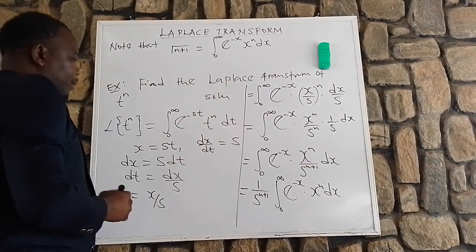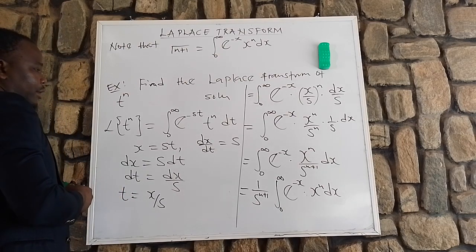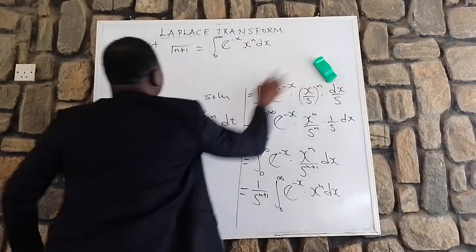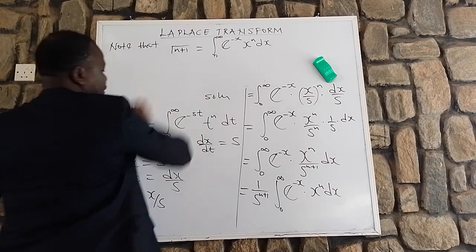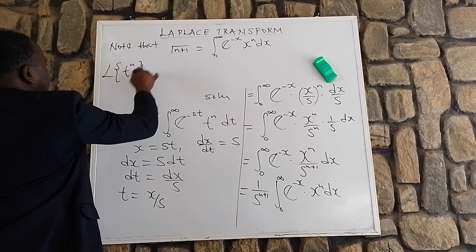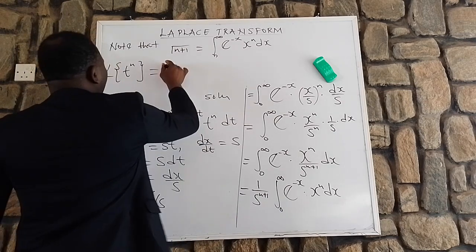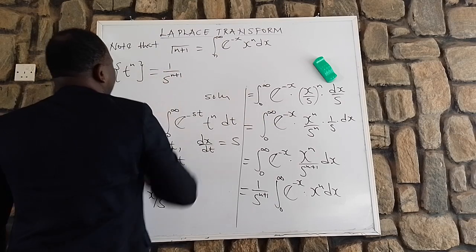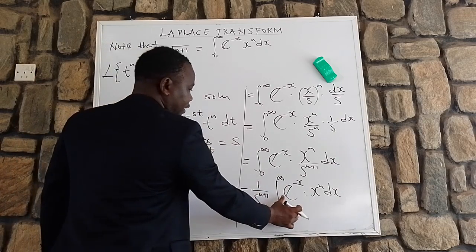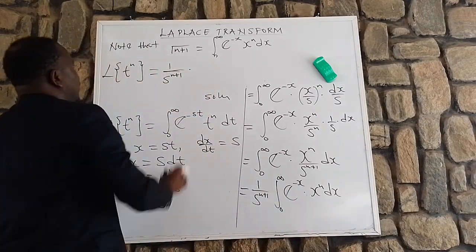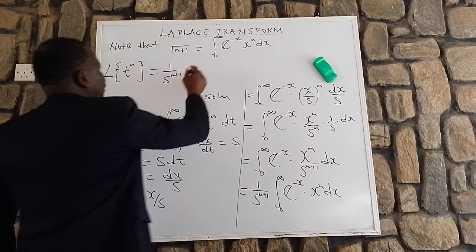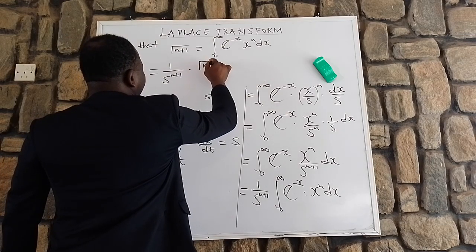Amen? So if you agree with me, this implies that instead of this integral, we are going to write this. So now our Laplace transform of t raised to the power of n is equal to 1 all over s raised to the power of n plus 1 times this integral, true or false? But we said this integral is the same thing as gamma of n plus 1. So we write gamma of n plus 1.